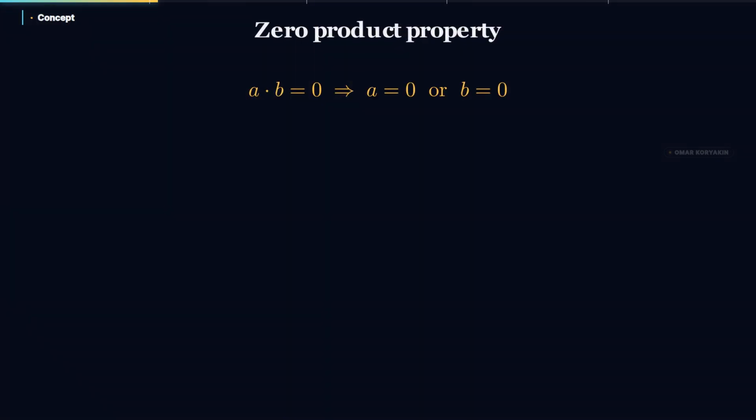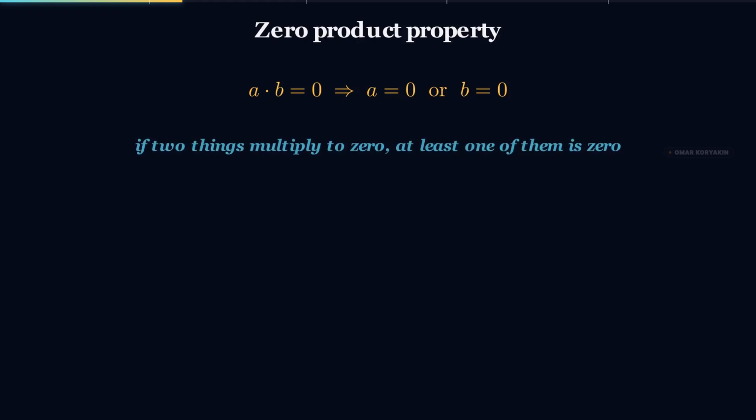The rule is simple. If a times b equals 0, then a equals 0 or b equals 0. Always one or both. Two real numbers cannot multiply to 0 unless at least one of them is 0 in the first place. Read the rule out loud once more in plain language. If two things multiply to 0, at least one of them is 0. The same rule extends to 3 or more factors. If their product is 0, at least one factor is 0.